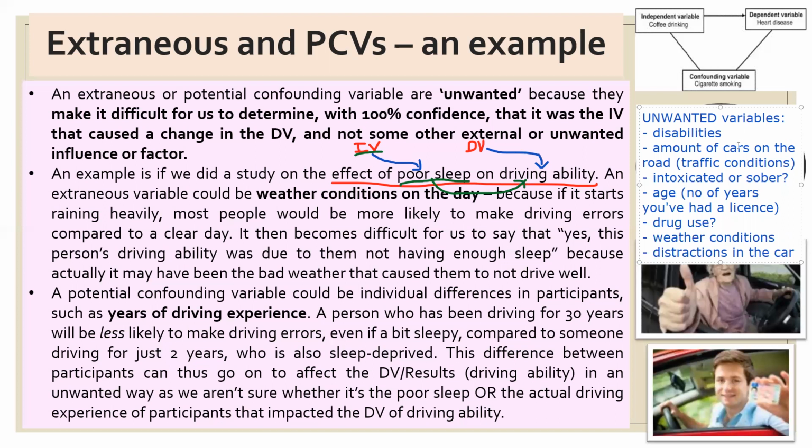So basically, if we ever give you a research scenario and ask you to brainstorm or ask you to identify an extraneous or potential confounding variable, all you need to do is think about what is the IV, and then think about all the other factors other than the IV that can still influence that DV or that behavior that we're measuring. In this case, that can still influence a person's driving ability. So yeah, these are some really good tips, and we can see that these can influence a person's driving ability and make it difficult for us to now determine, was it a person's poor sleep that affected their driving ability?